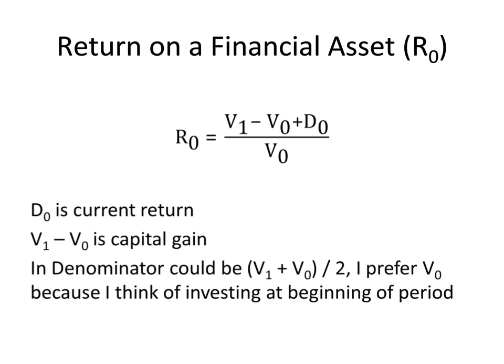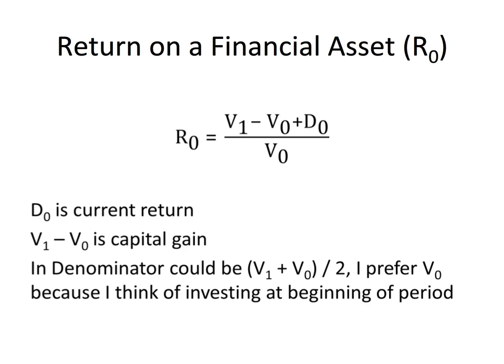R sub O will be a percent. Let's go through some of the intuitions. V sub 1 minus V sub O is the price at the end of the period minus the price at the beginning of the period. This is the capital gain. This is the change in the market value of the stock. So this is the market's estimate of the change in all the discounted cash flows in the future.